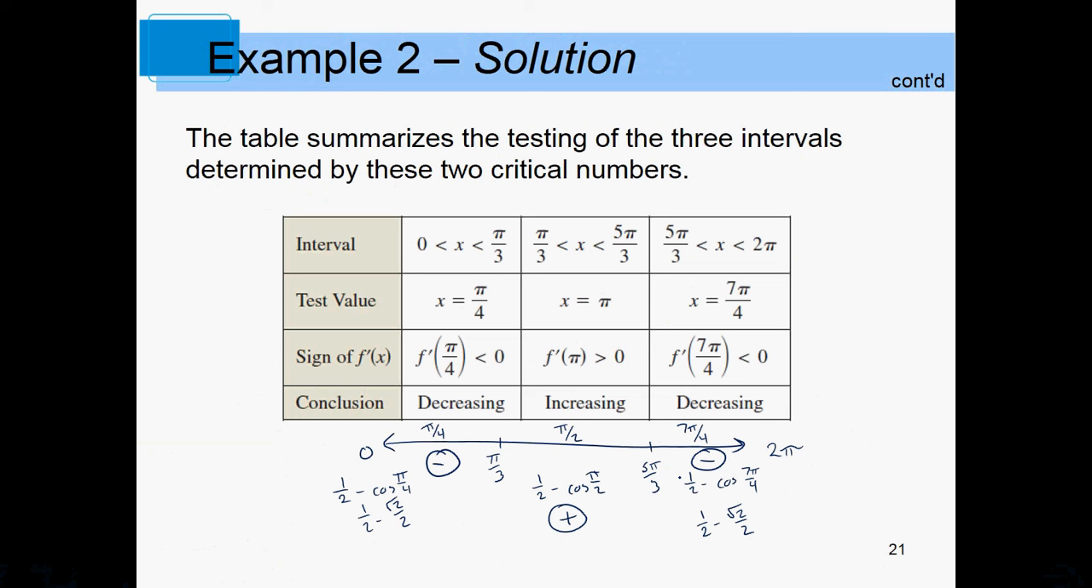So we can see that on the first interval, we're decreasing. Second interval, we're increasing. Third interval, we're decreasing again. So that means we've got decreasing to increasing, which means we have a minimum at pi over 3. And then we're increasing to decreasing, which means we have a maximum at 5 pi over 3.